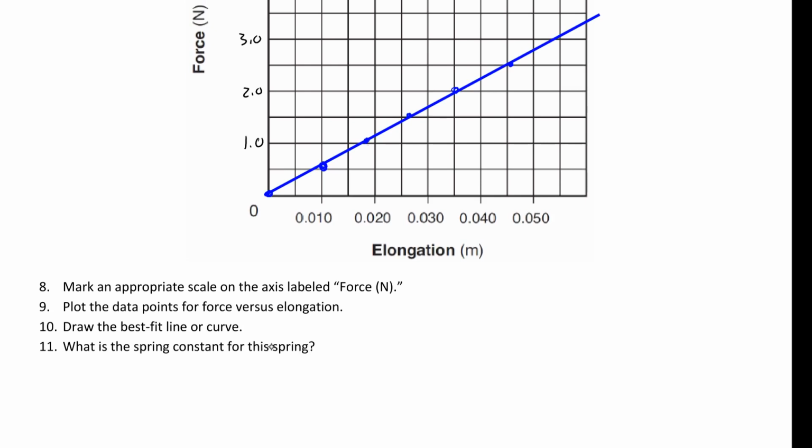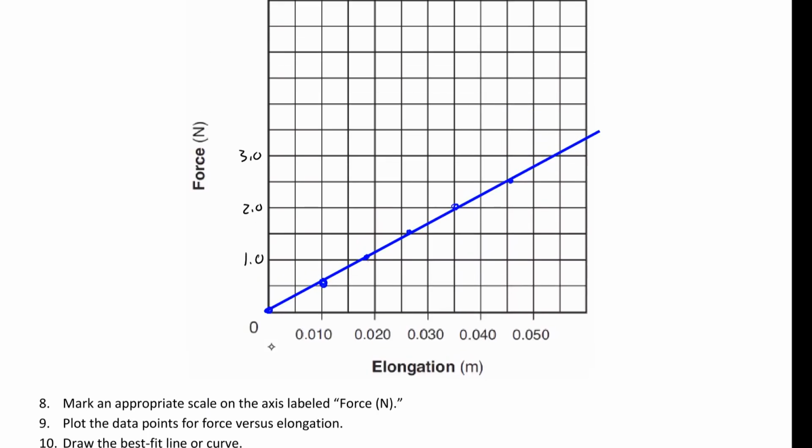So it says, okay, plot the data points. We did that. Then it says draw the best fit line or curve. In this case, we wanted to do a line. And now it says what is the spring constant for this spring. All right, just like we did in the previous 2 problems, it's a force versus elongation graph, F versus X. So the slope represents K, again, because slope is the rise over the run. The Y values are the force. The X values are X, the elongation. So F over X is equal to K. So the slope is equal to K.